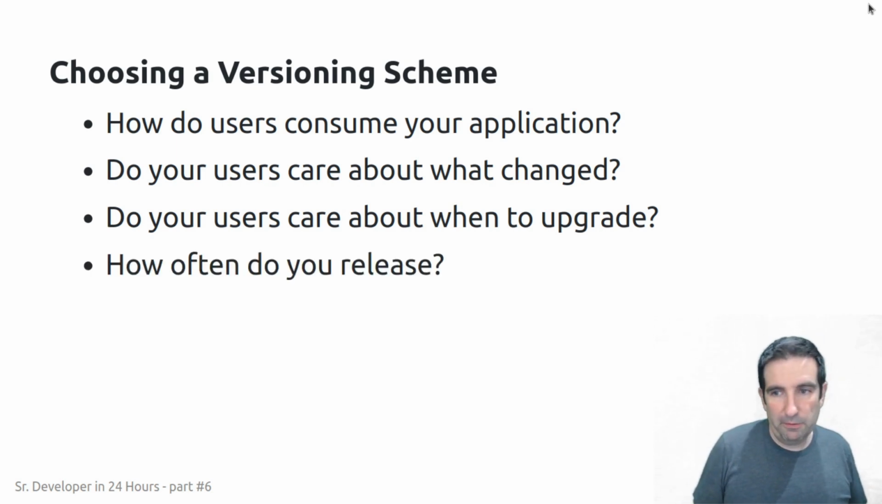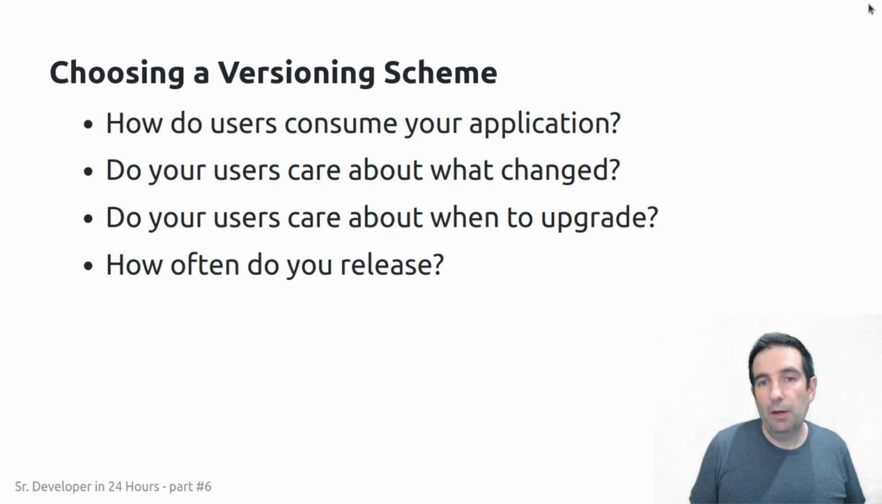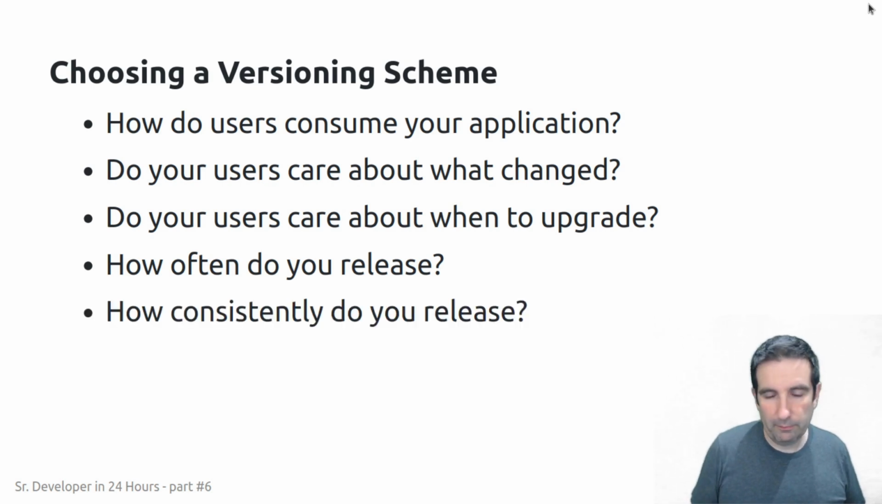We also want to keep in mind how often are we releasing. For example, are we releasing every week? Are we releasing every year? Those things should be taken into account when we are figuring out what versioning scheme we want to use. We also want to keep in mind how consistently are we releasing. Hey, is it again every month or whenever we have something new to release, etc.